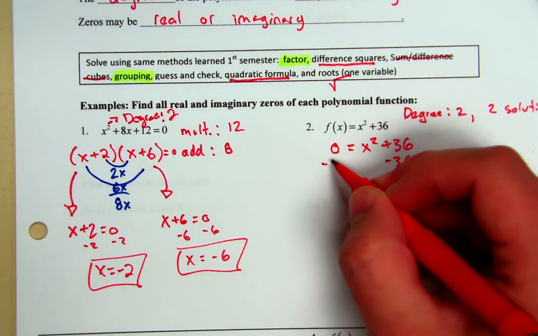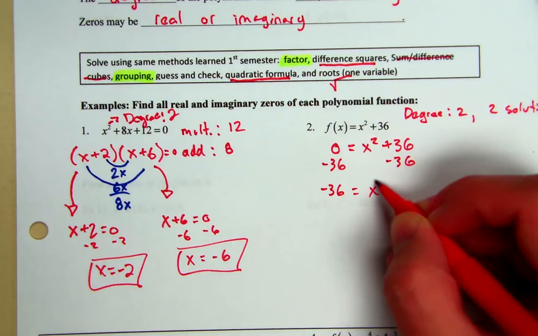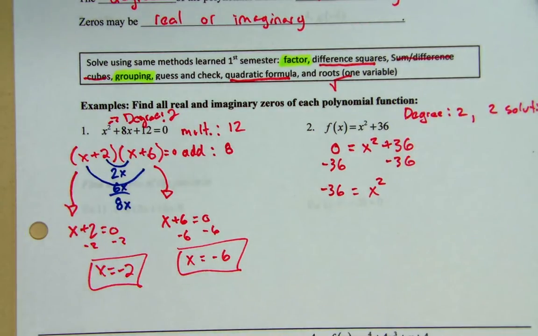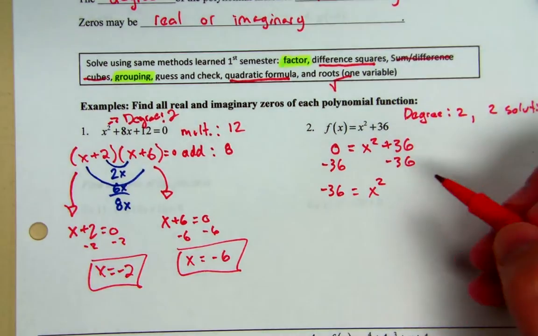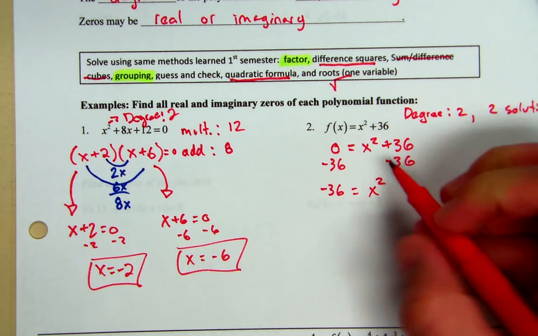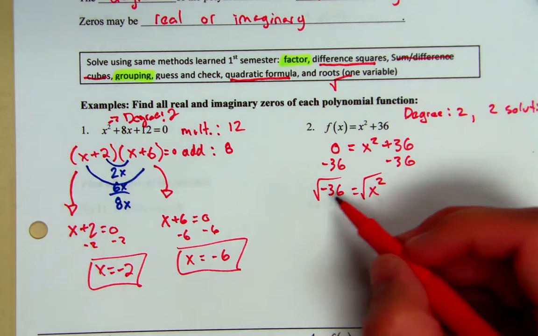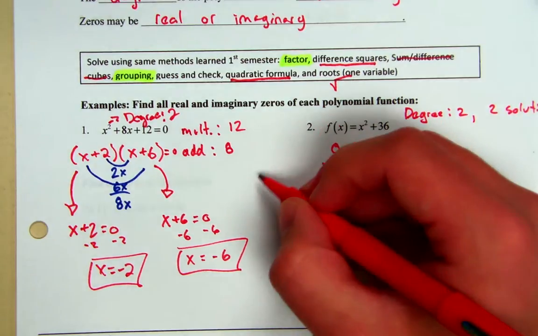Subtract 36, subtract 36. We want to get the x squared alone. Now, this is where it gets a little bit tricky. It's like, hey, what do I do from this point? Well, what you want to try to do here is square root to get rid of the squared. Now remember, anytime you have a negative square root, that's where i comes in.